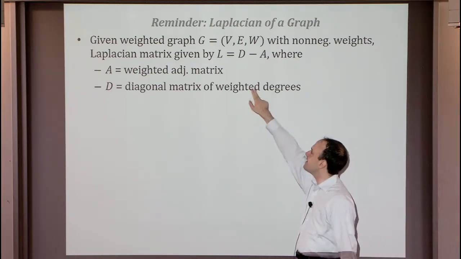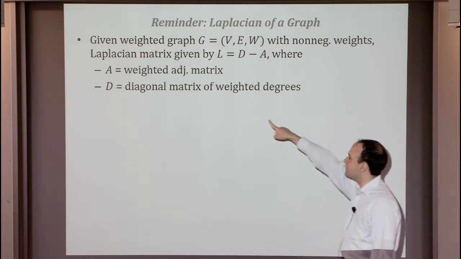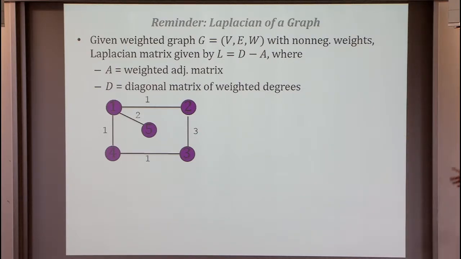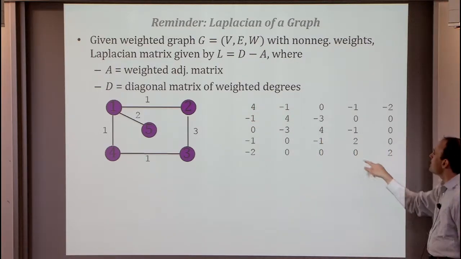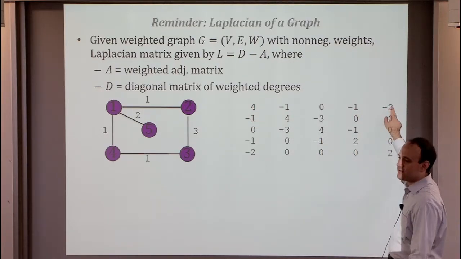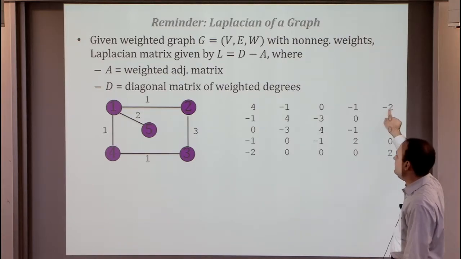So D is the diagonal matrix of weighted degrees. A is the weighted adjacency matrix. L is D minus A. So that was my definition. Looks like this, right? So diagonal entries are the weighted degree. On the non-diagonals, you have negative whatever the weight of the edge is.